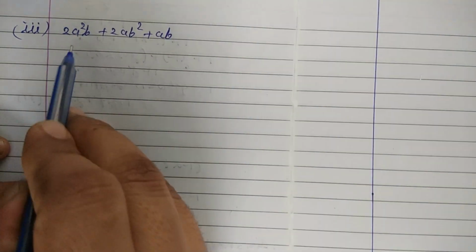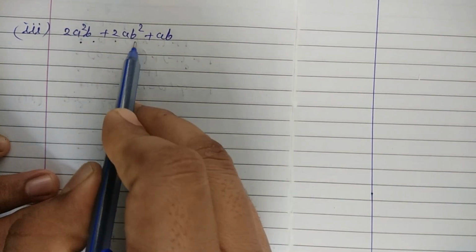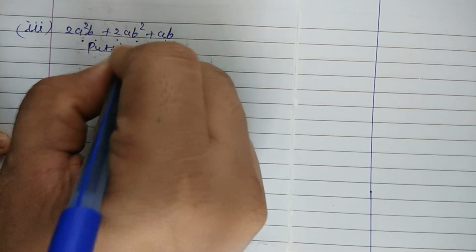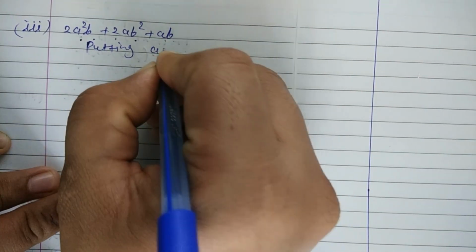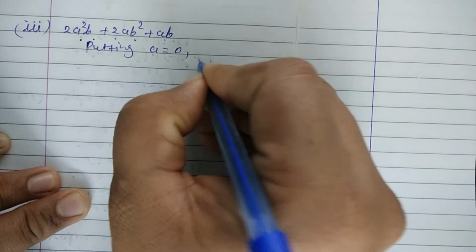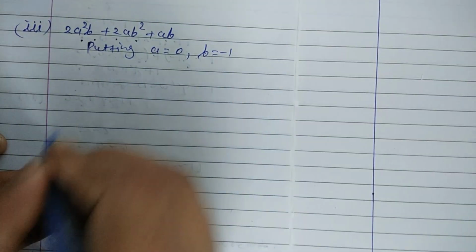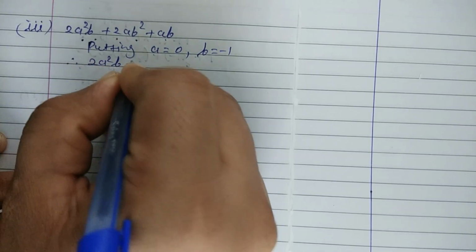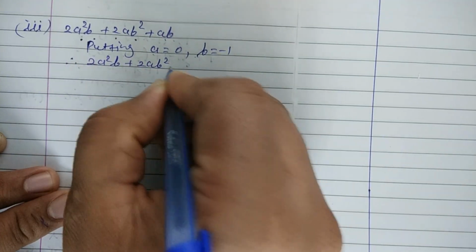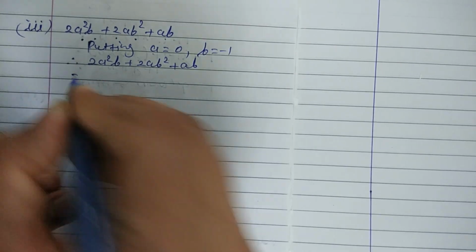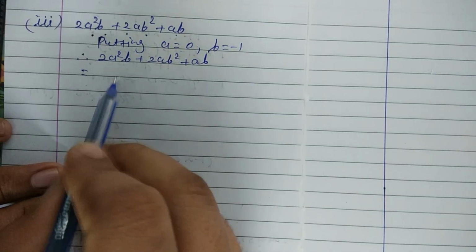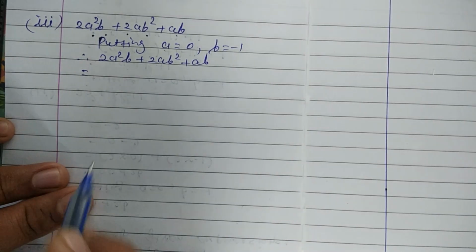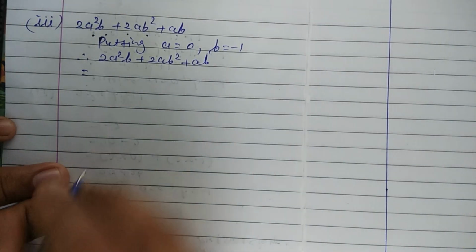Next expression, 2a square b plus 2ab square plus ab. So here putting a is equal to 0 and b is equal to minus 1. Therefore, expression 2a square b plus 2ab square plus ab, that is equal to, here we can see that the terms are in two variables. So that way we have to put the values.